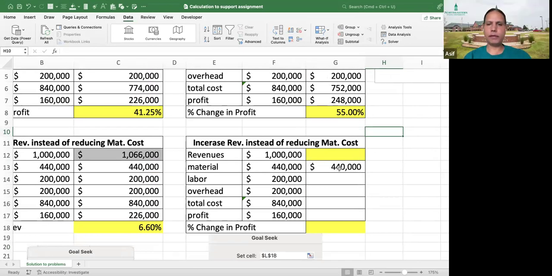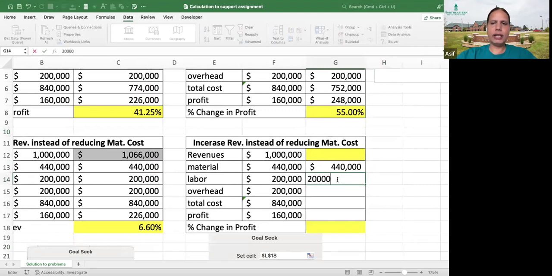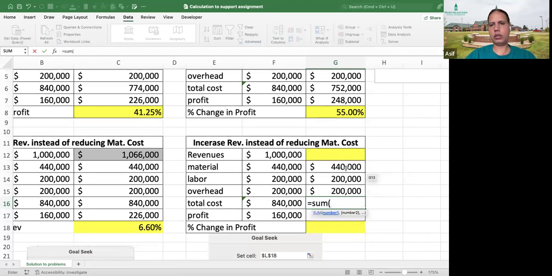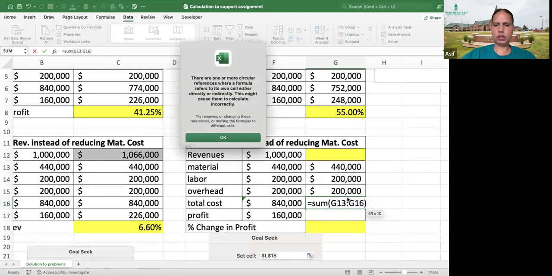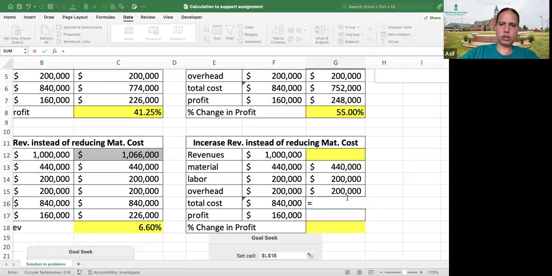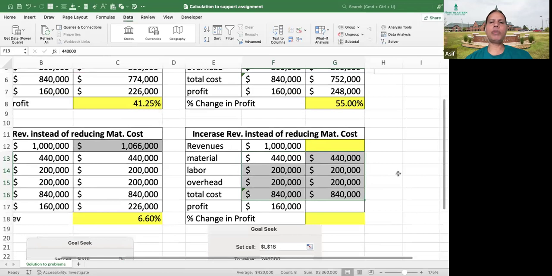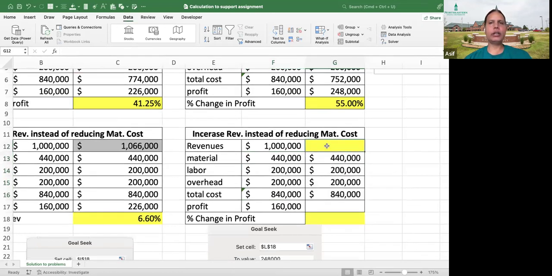So here's our material cost, that's 440,000, that remains the same, we didn't make any change. This is labor cost, that's 200,000, that remains the same. Overhead cost, that's 200,000, that remains the same. And total cost, that's the sum of these three. So you can see here, these three variables, material, labor, and overhead, remain the same, and total cost remains the same.